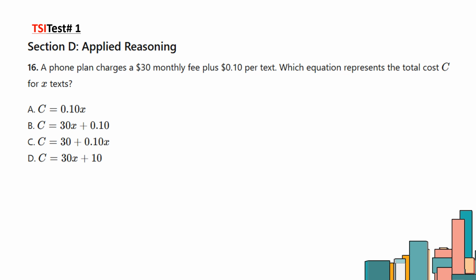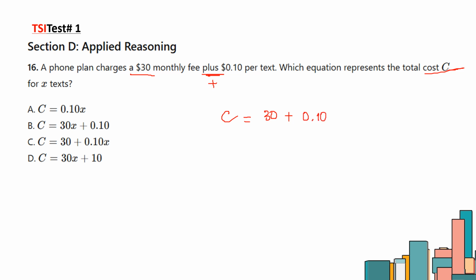Question number 16. A phone plan charges a $30 monthly fee plus 10 cents per text. Which equation represents the total cost of x texts? Okay, so write that down. We have C, which is what we want to find, equal to the charge of $30. So we just write out $30, and then we add plus.